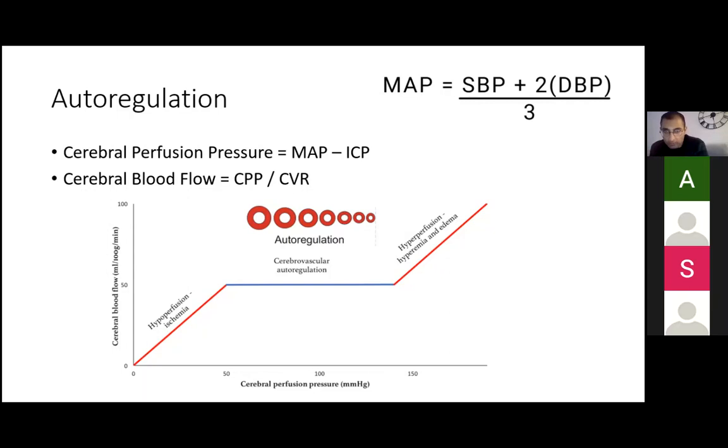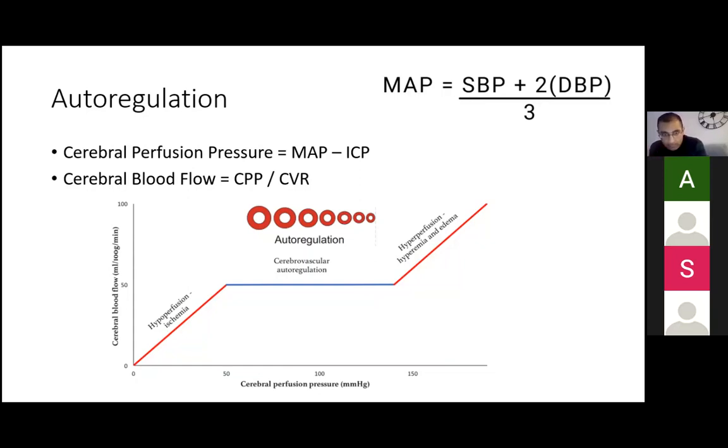The mean arterial pressure is actually the systolic blood pressure plus 2 times the diastolic blood pressure, all divided by 3. That's our mean arterial pressure. Take away the intracranial pressure. And then we've got cerebral blood flow. Cerebral blood flow is the ratio between cerebral perfusion pressure and cerebrovascular resistance.